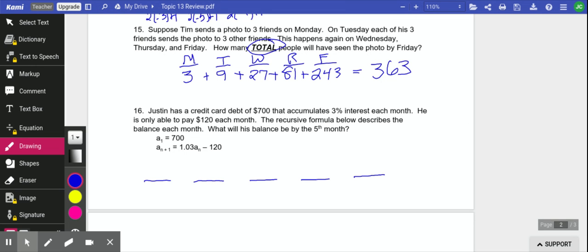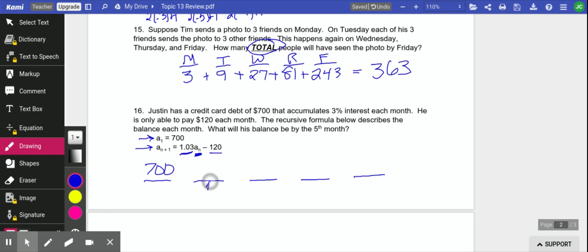Okay, this is really similar to the recursive problem we did, question 13 or something. So they have told us where to start. The first term is $700. That's how much he owes on his credit card. This formula tells you how to get to the next term. You take 1.03 times the term that comes before and subtract 120. Okay, because whatever he owes on his credit card bill, it gets charged interest. That's the 1.03, and then he makes a payment.